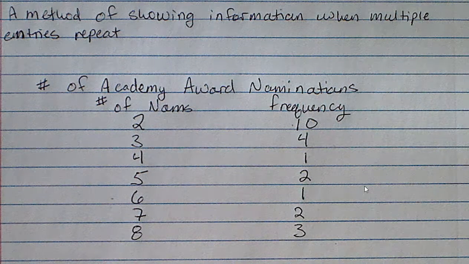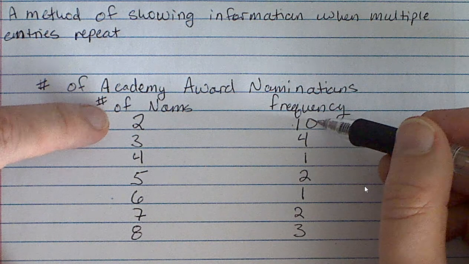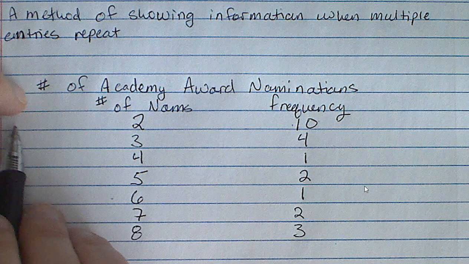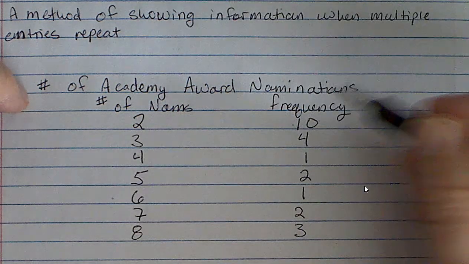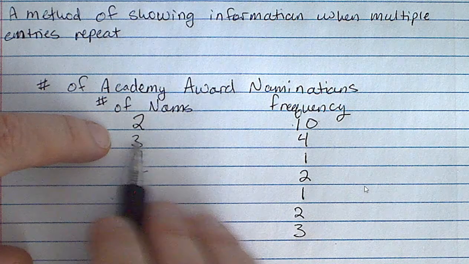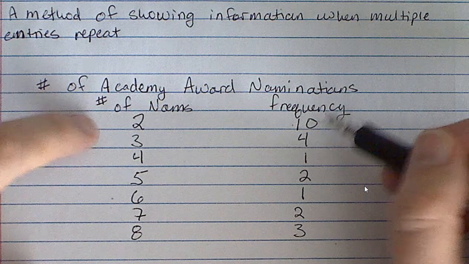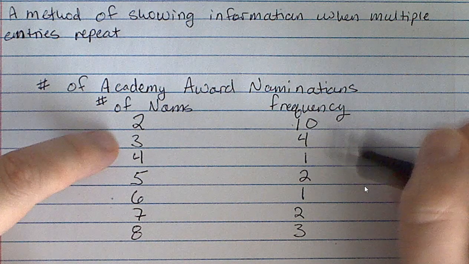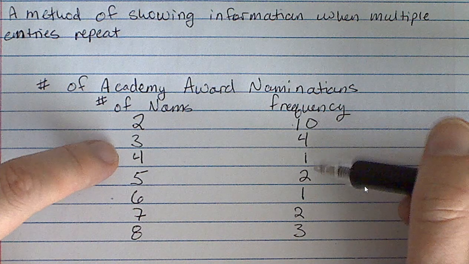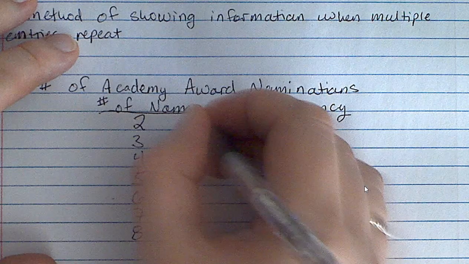So rather than listing out, so like if I wanted you to find the mean number of nominations for this year, rather than listing out a super long list of 2s, like rather than having 2 listed 10 times, I would just have 2 and then 10 of those. And rather than having that followed by 3, 3, 3, 3, I'd have 3 and then 4. So a frequency table is a way to show information when multiple entries are repeat entries. So rather than having this great big list of data where I have all of these entries that repeat, I have this frequency table that makes it simpler and easier to read.